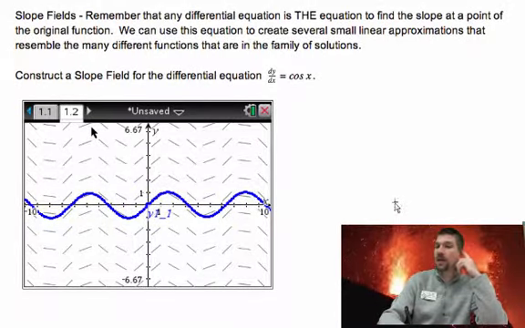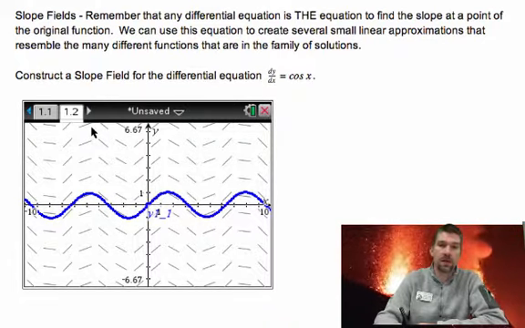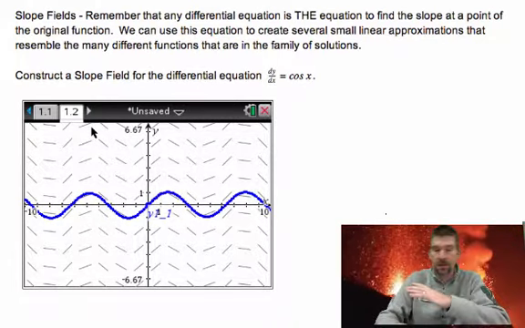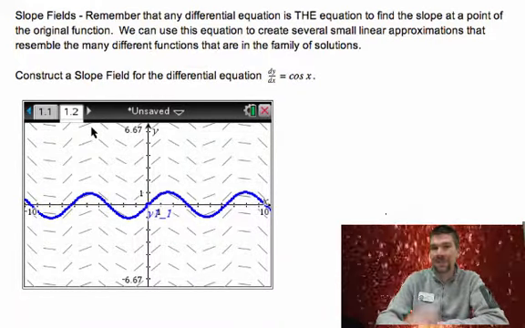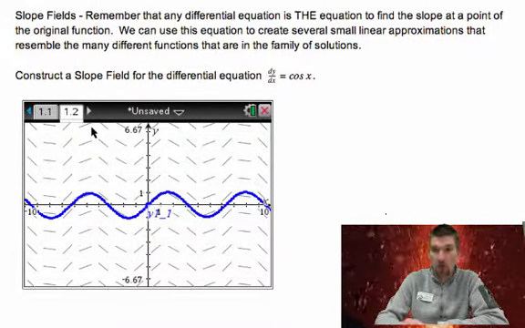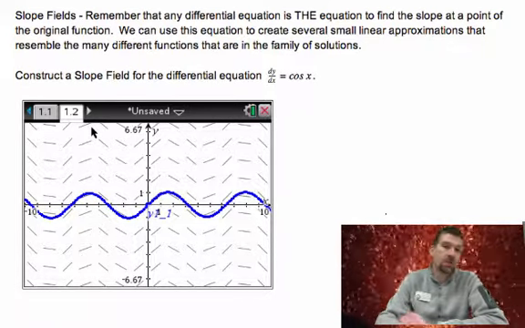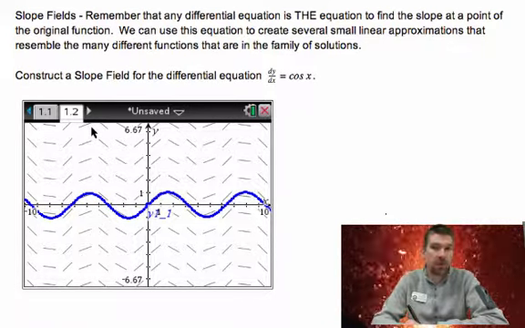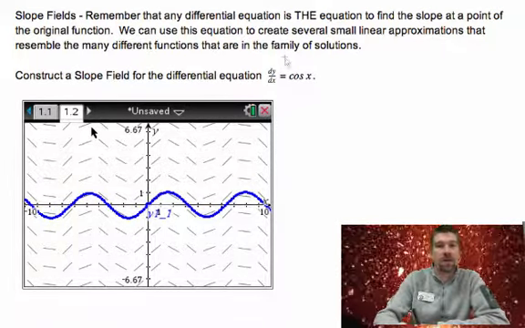All right, on this problem, what we're going to do is look at what's called a slope field, and basically a slope field is best summed up by this: remembering that any differential equation is the equation to find the slope at a point of the original function, we can use that equation to create several small linear approximations that resemble the many different functions that are in a family of solutions.